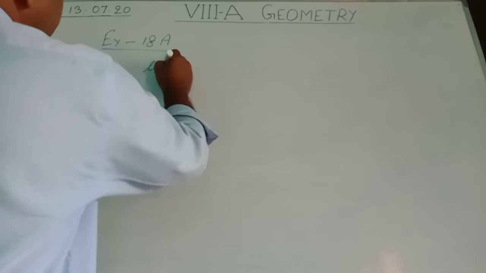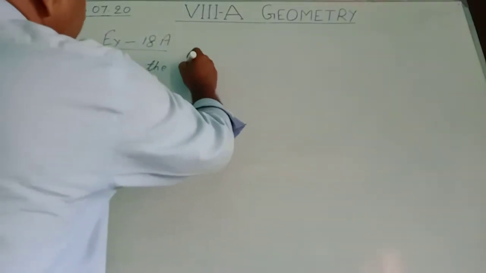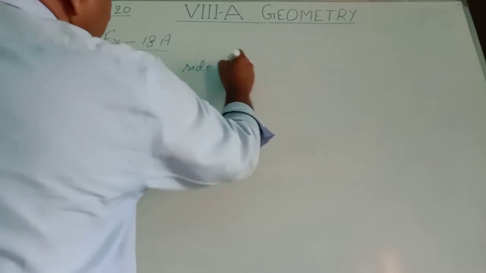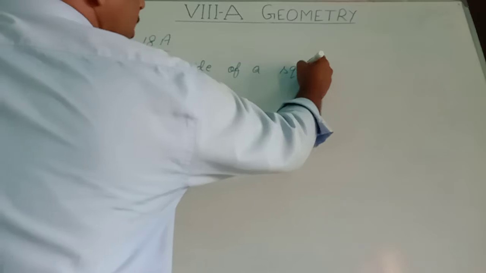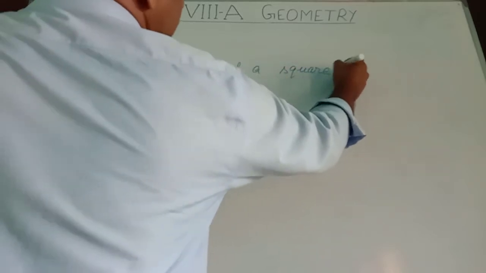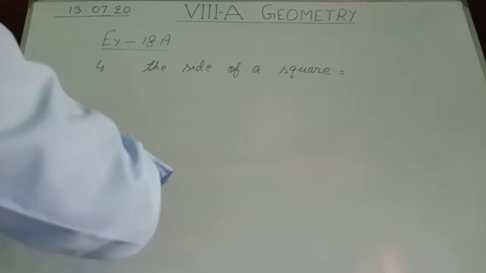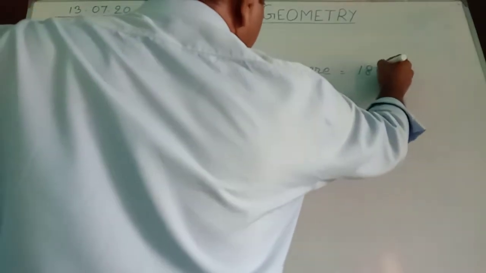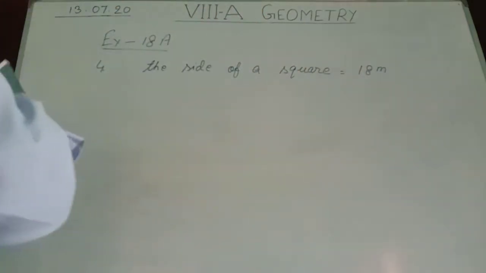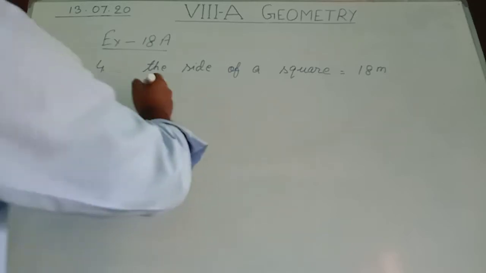At first we write the given information. The side of a square is equal to 18 meter, and we are asked to find out the perimeter and the area.